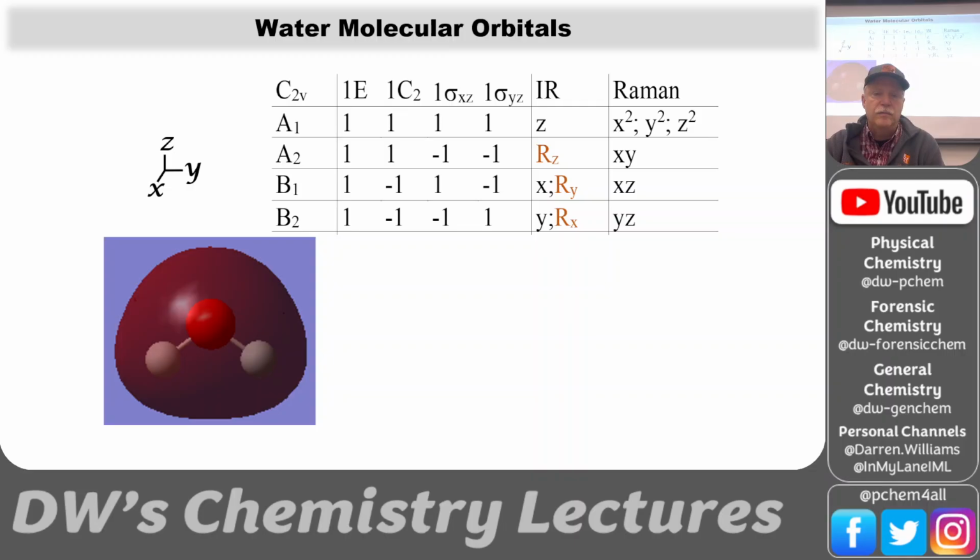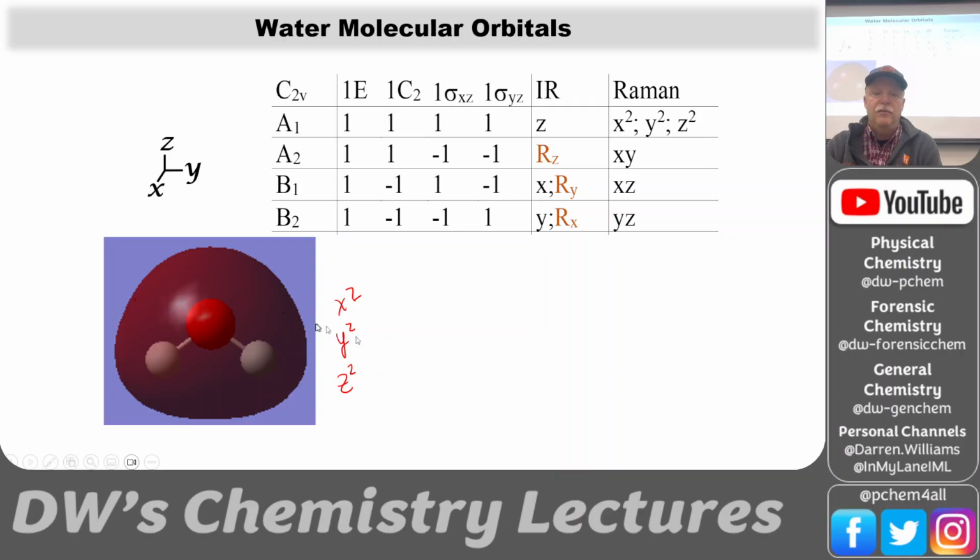So let's look at this one. We look in the x direction. What do we see? It's the same in both cases. So we would say x squared. You see that? We look in the y direction, we would see y squared. We look in the z direction, we would see z squared.